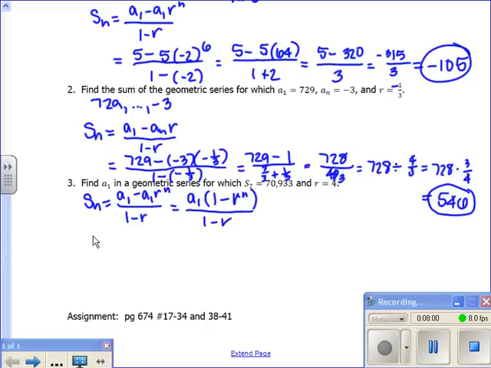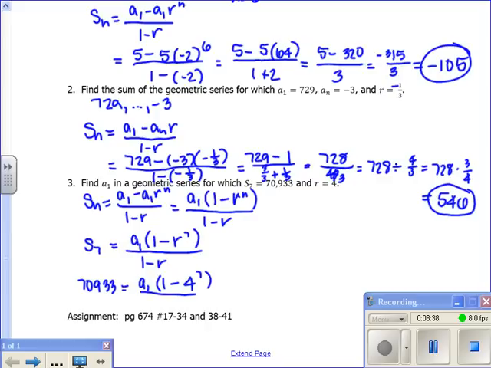So now I'm going to plug in what I know. S of 7, that's my S of n, even though it says an n here and a 7 here, it's the same thing. Let's do this in 2 separate steps. S of 7 equals a sub 1 times 1 minus r to the 7th power, over 1 minus r. Now let's plug in some numbers. 70,933, which is my S of 7, equals my a sub 1, which I do not know, so I'm just going to leave it as a sub 1, times 1 minus 4 to the 7th power, all over 1 minus 4.